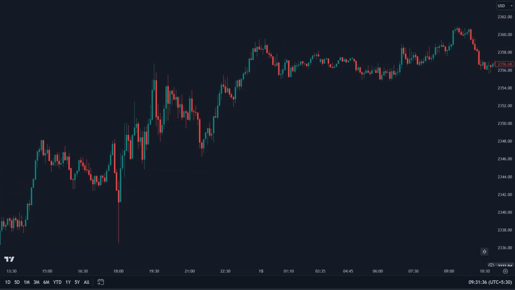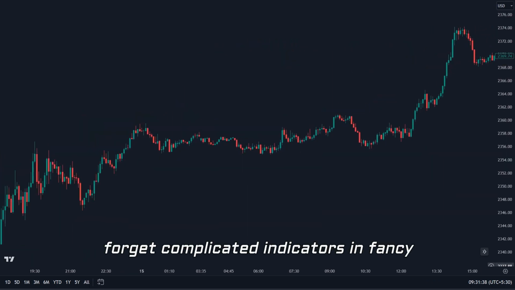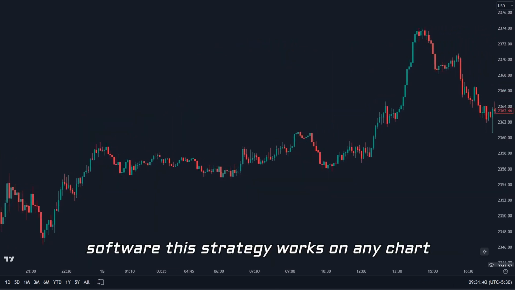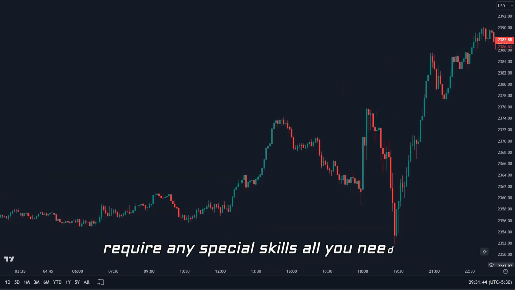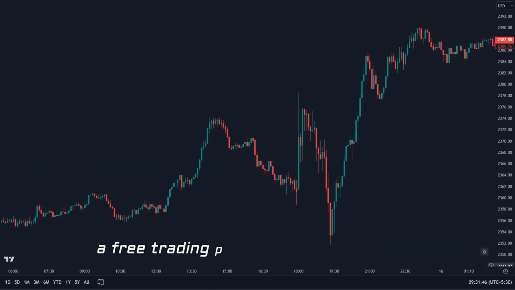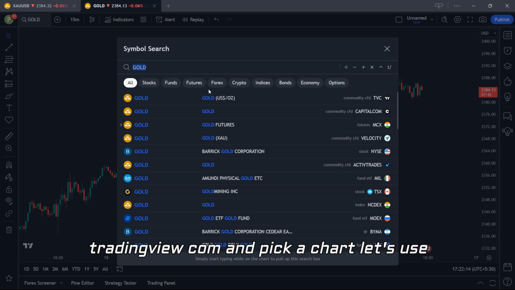Hey traders! Forget complicated indicators and fancy software. This strategy works on any chart you choose, any time frame, and doesn't require any special skills. All you need is a free trading platform like Tradingview. Here's the first step. Head over to tradingview.com and pick a chart.